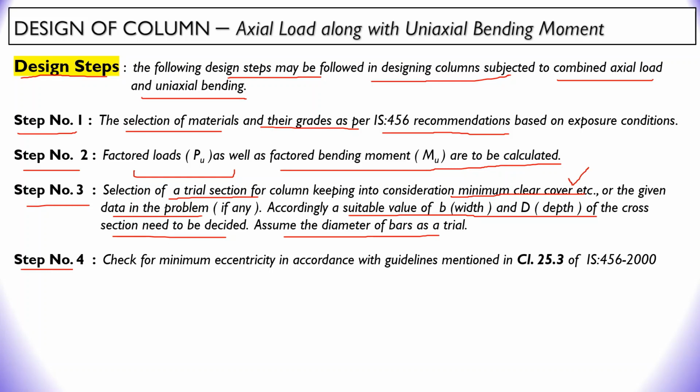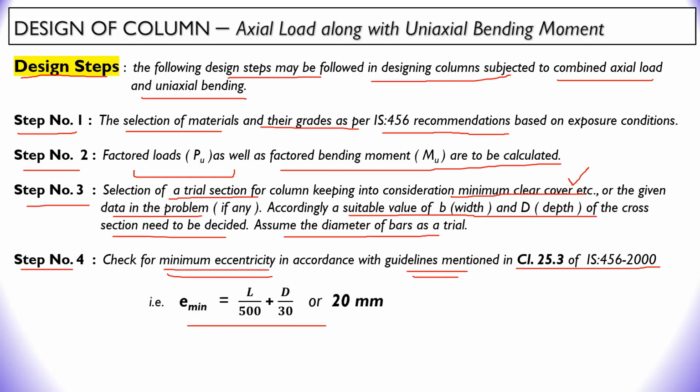Now then in step number 4, we have to apply the check for minimum eccentricity. Again, we have to follow the guidelines mentioned in clause number 25.3 of IS 456, as we have taken these guidelines into consideration in the earlier lectures, whether it may be a square column or a rectangular column or a circular column under axial load. Some of the guidelines are exactly the same and we can use them in this type of column, that is axial load along with uni-axial bending.